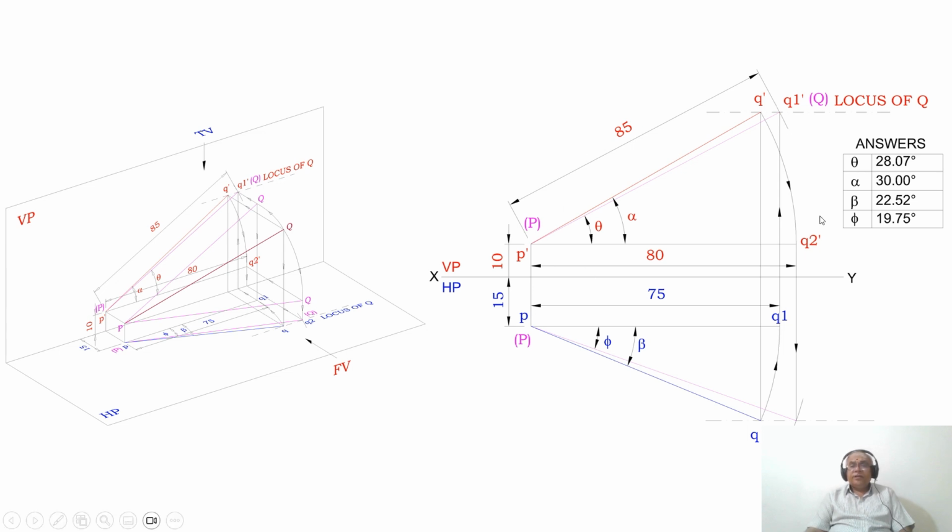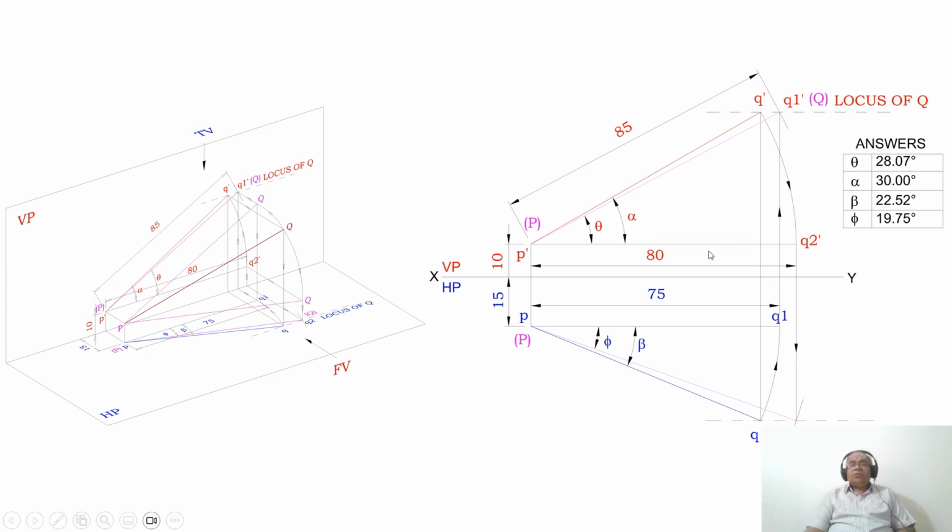So this is how you analyze the drawing and also write the solution by using the sketchbook. Ultimately, how do I know that my problem is right? You can see that when you join Q dash and Q, both lie on the same line. Then only your drawing is right. Otherwise, there is something wrong.